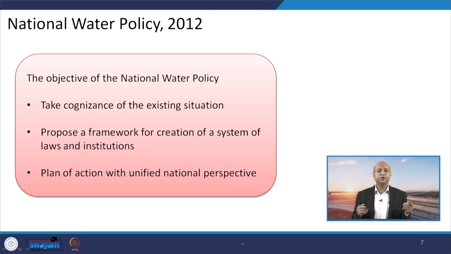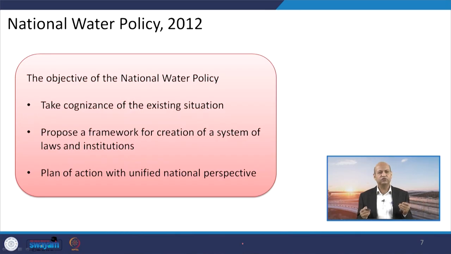Many times you might have heard that the third world war will be on the water. Access to clean or usable water is a big challenge everywhere, because we need usable water. Water is there, but usable water may not be within reach. So a framework is proposed so that a system can be created, and laws and institutions can be put in place so that the conservation of water can be done in a holistic way.